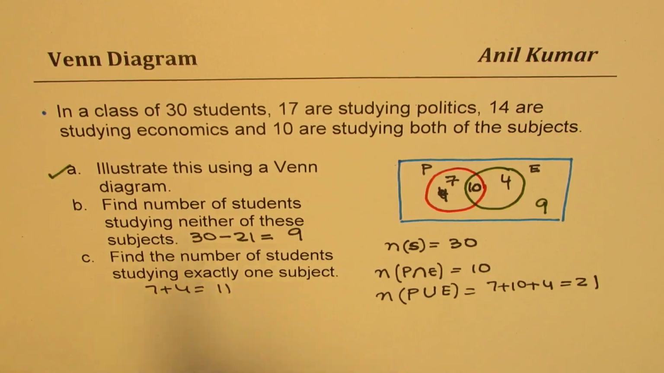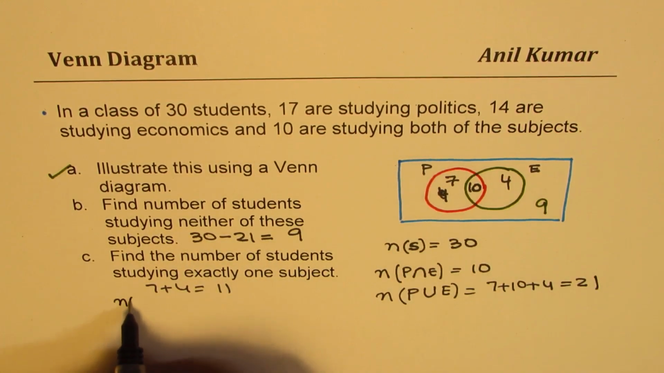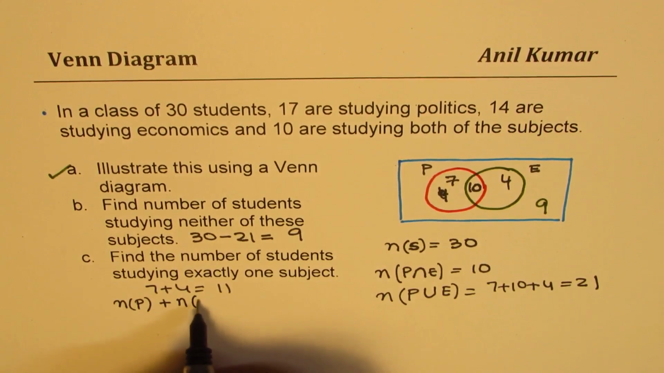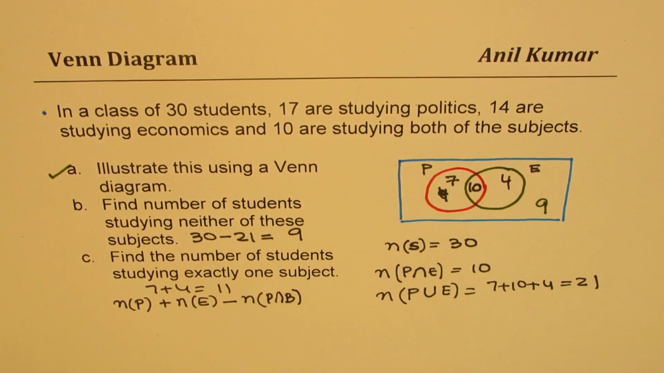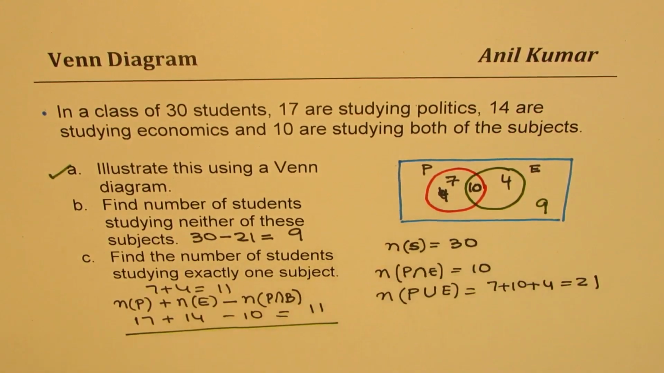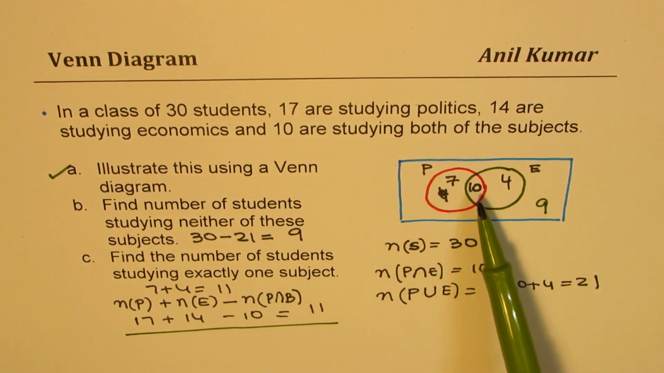Another way to do this will be total number of students who are doing politics plus number of students who are doing economics, take away their intersection, right? So that will give you the answer directly without even looking at the Venn diagram, correct? So if you fill in the values, which you know, 17 plus 14 minus 10, you will get your answer, 21 minus 10 as 11. Perfect. So that is how you will do even without looking at the Venn diagram. Does that make sense to you, right? So we have used the principle of inclusion and exclusion. So this 10 is included twice, so it has to be excluded.